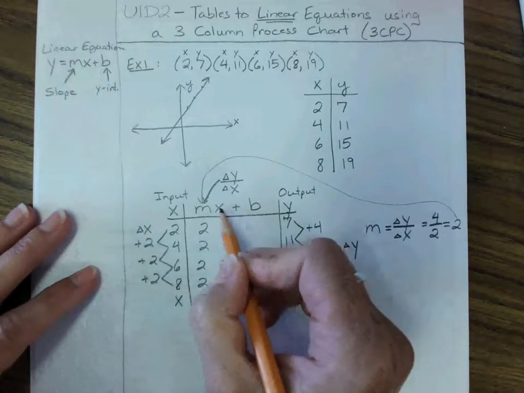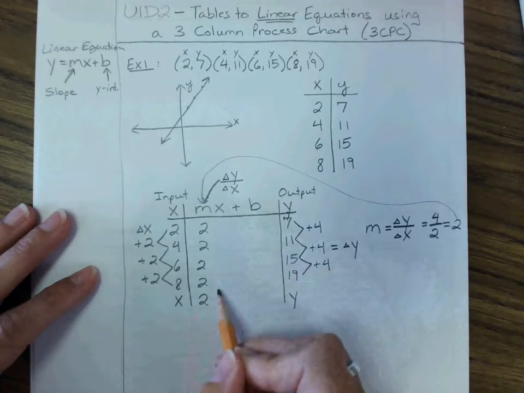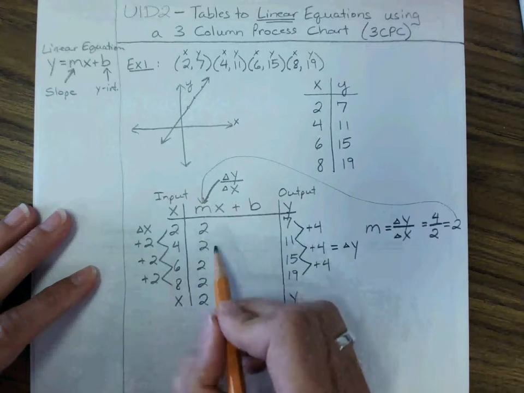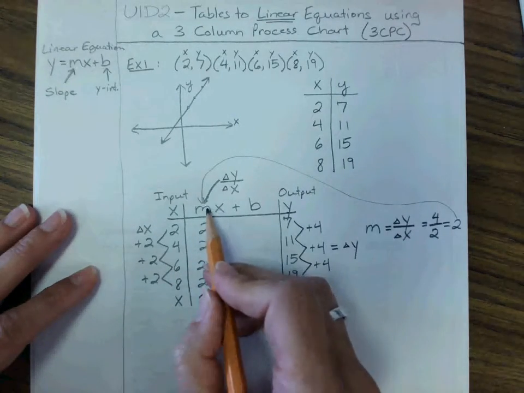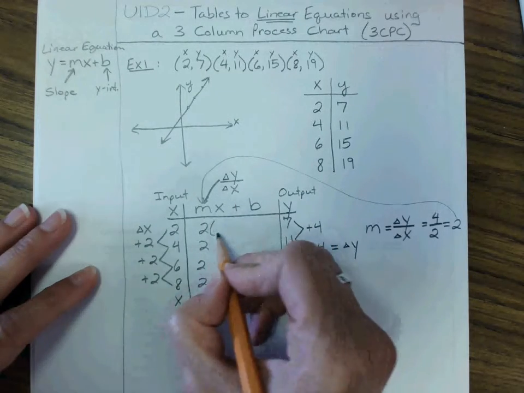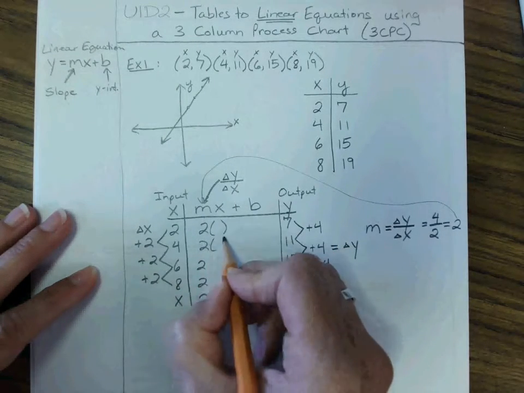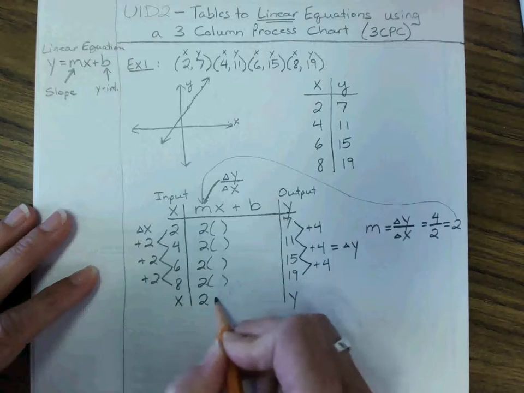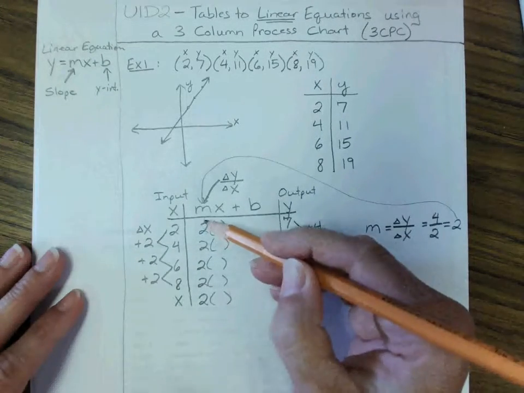Next, I need to write my x values. Well, I don't just want to take them and plop them over here. I've got to put an indication of multiplication because this is m times x. So I'm going to use parentheses. So I'm going to go parentheses, parentheses, parentheses, parentheses, parentheses. All right? So I have my m.